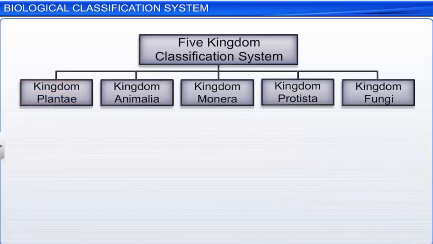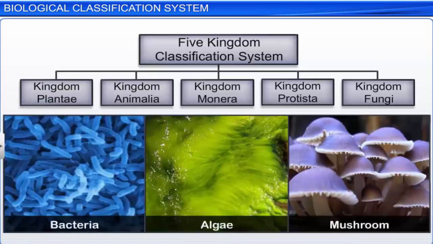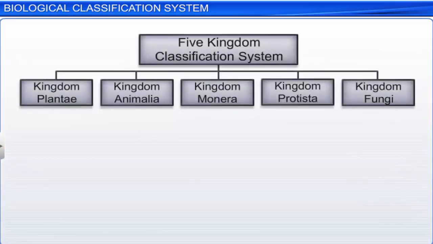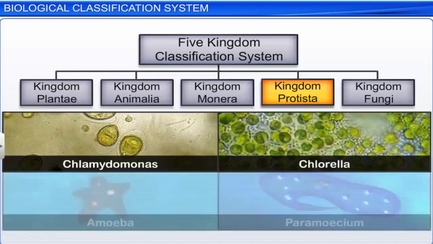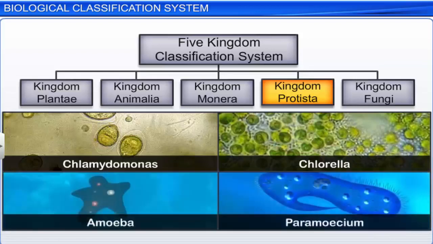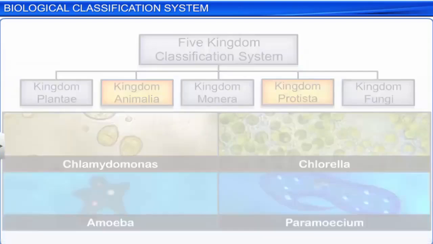The five-kingdom classification system not only classified organisms into different groups, but also put together organisms that were earlier placed in different kingdoms. For example, Kingdom Protista brought together both Chlamydomonas and Chlorella with other eukaryotes like amoeba and paramecium, which were initially placed in Kingdom Animalia.